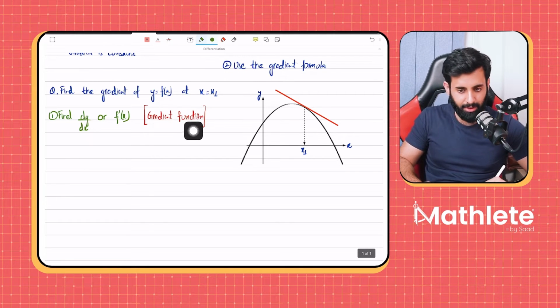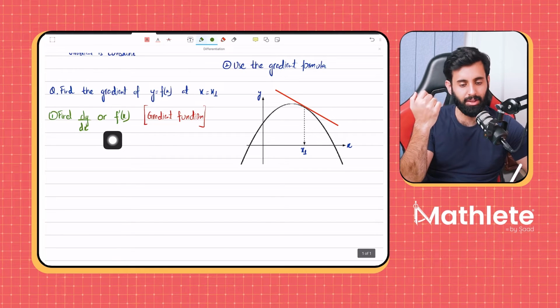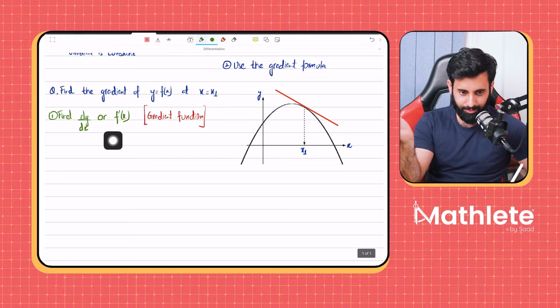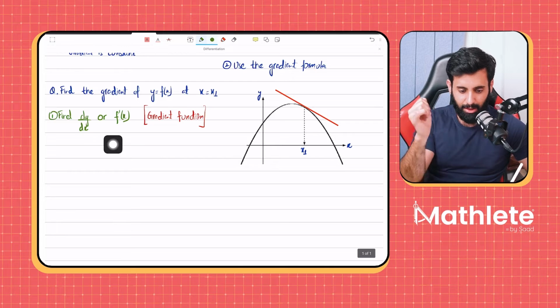Why do we call it the gradient function? The reason why we call it the gradient function is because it's a function which helps us find out the gradient of the curve at any point we like. Okay, we can plug in the value of x and we can find out the gradient at that point.